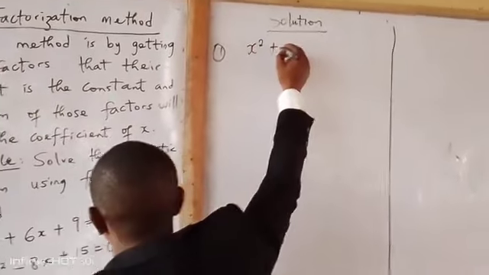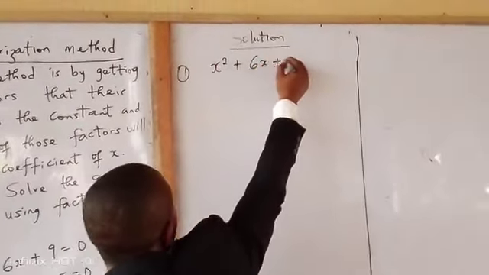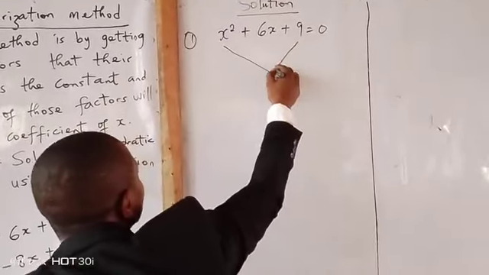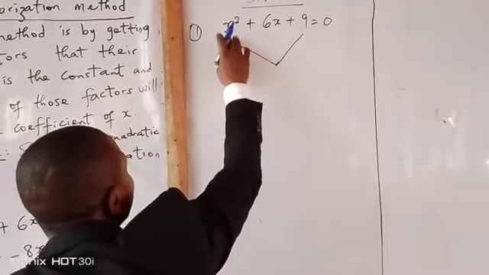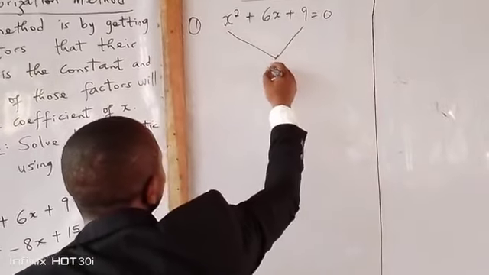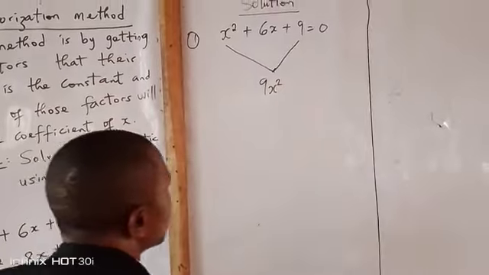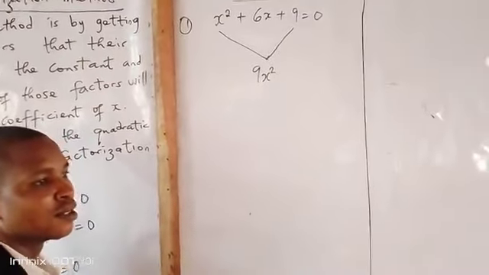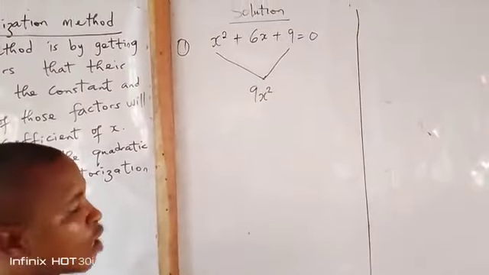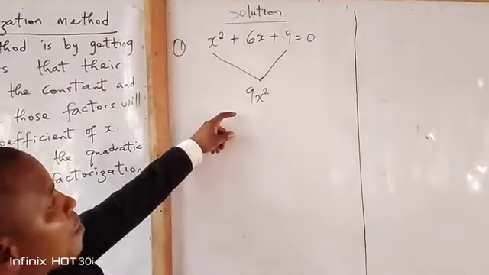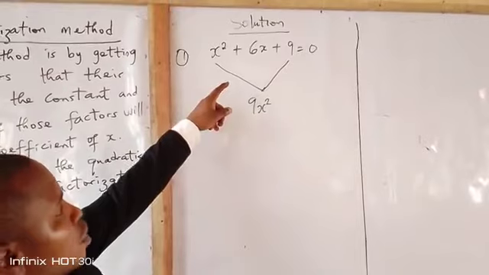x squared plus 6x plus 9 is equals to 0. All what you need to do is to multiply what you have here. By the time I multiply x squared by 9, I'm going to have 9x squared. So you will ask yourself, what are the two factors of 9 that I will multiply by itself and it will give me 9, and when I add it or probably subtract from each other, I'm going to have 6.